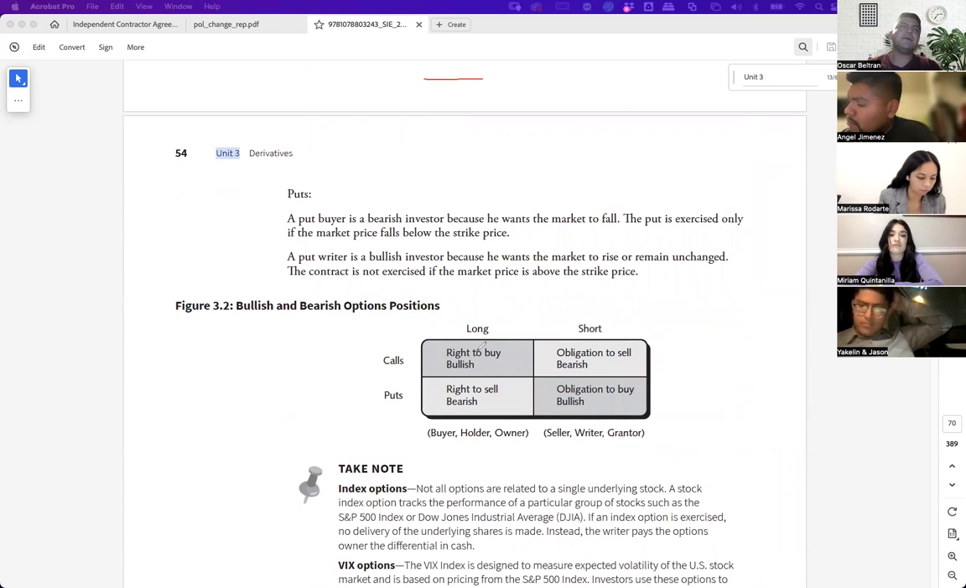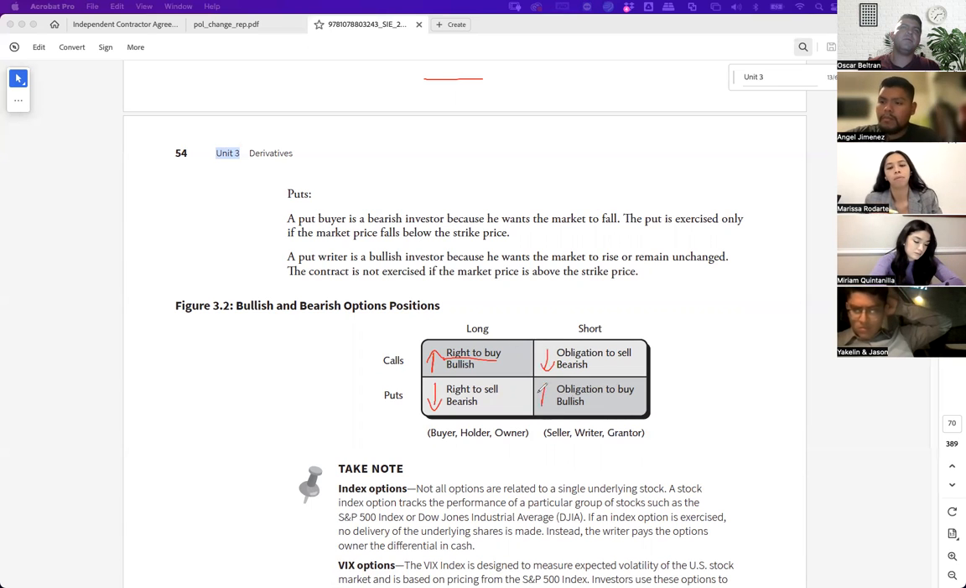So this little table is going to help you for the exam. Here we have long call, long put, short call, and then short put. For long call, it's the right to buy. So we're bullish, expecting the price to go up. And then puts, we're bearish, expecting it to go down. Short call, if you forget what it is, you just do the opposite direction of this one right here. So you go down and you go up.